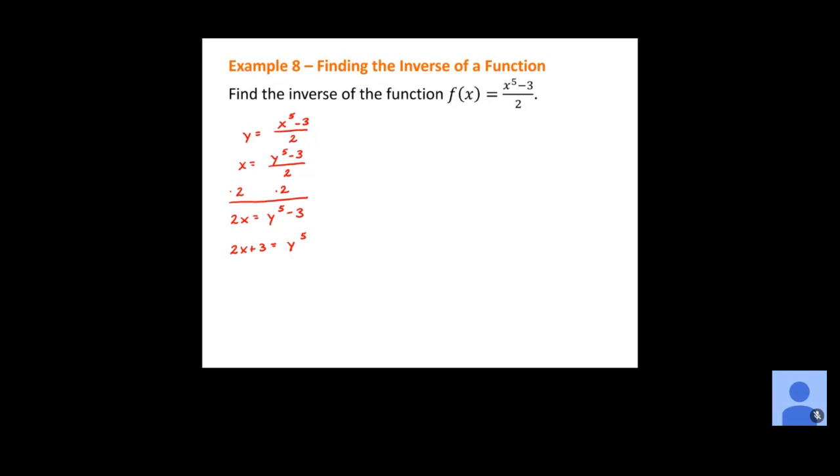Good. We need a fifth root here to get rid of the fifth power, right? So I'm going to take the fifth root of both sides to cancel out that y to the fifth. So that's going to give us y equals the fifth root of 2x plus 3. And then just keep in mind, we always want to rewrite it as an inverse function now. So this would be f inverse of x is equal to the fifth root of 2x plus 3. That's our inverse function.